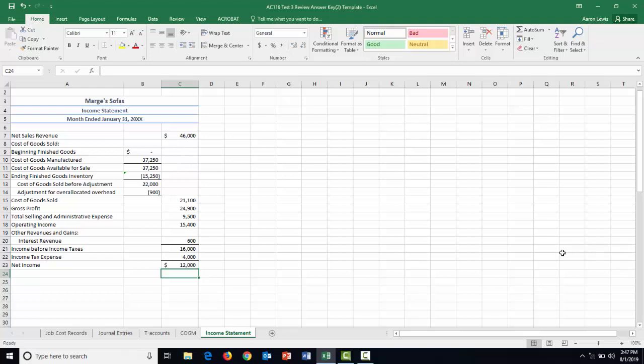Not grand for Marja Sofa, though they are doing a pretty good job of turning net sales revenue into net income. They're just not doing a good enough job of selling goods. They need to flip more merchandise as fast as they can, because they have quite the overhead expense having two buildings to be selling as little as they are. Not going to be in business that long if they're only bringing in $12,000 in income a month. So with that, the test is done. Good luck on yours.